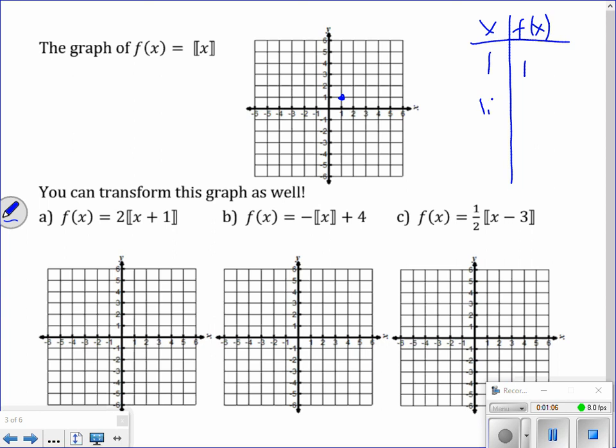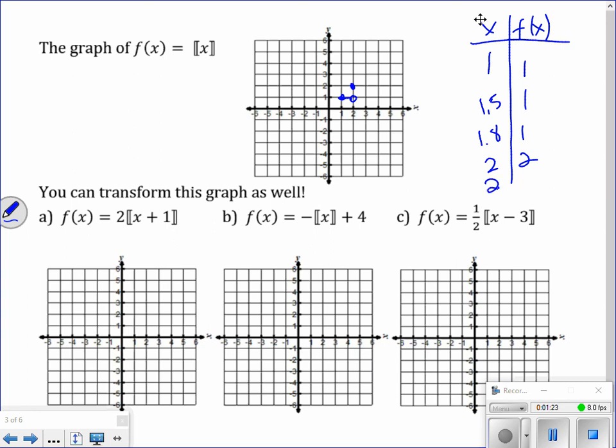When you put in 1.5, you're going to get 1 again. When you put in 1.8, you're going to get 1 again. You're always going to get 1 until you jump up to 2. At 2, you jump to 2. So you have a line going across, but then you have an open circle, because when you get to 2, you actually jump up to 2.